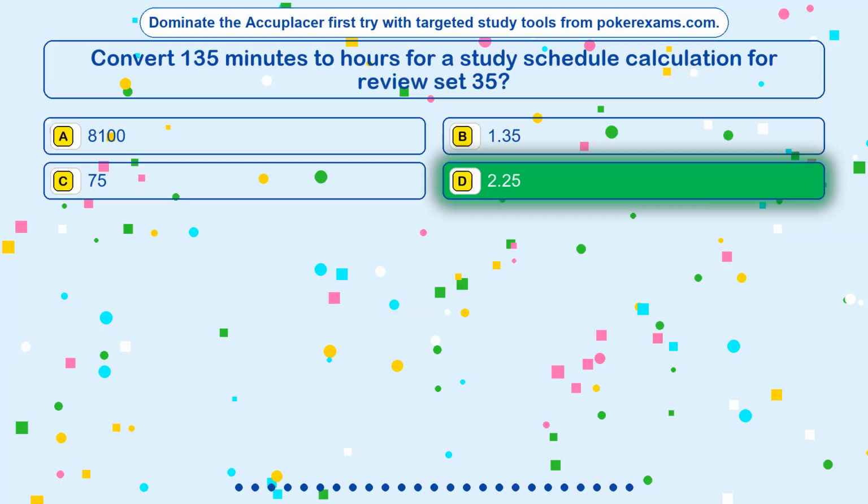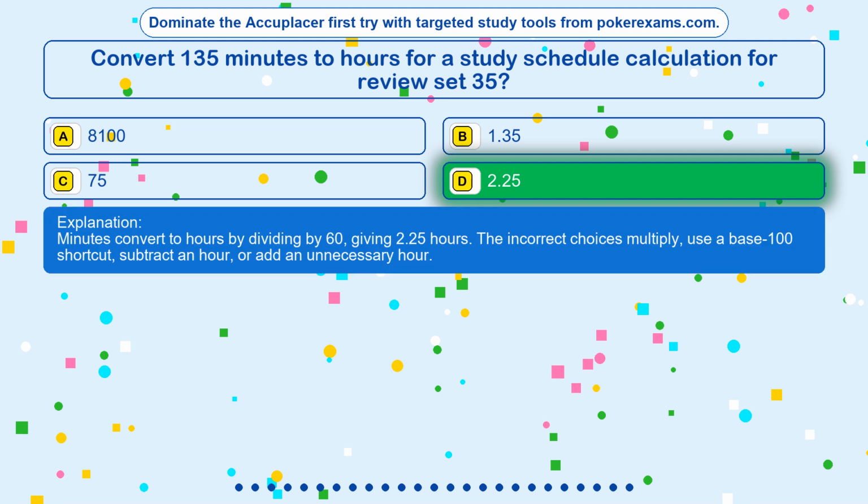The correct answer is option D, 2.25. Minutes convert to hours by dividing by 60, giving 2.25 hours. The incorrect choices multiply, use a base 100 shortcut, subtract an hour, or add an unnecessary hour.